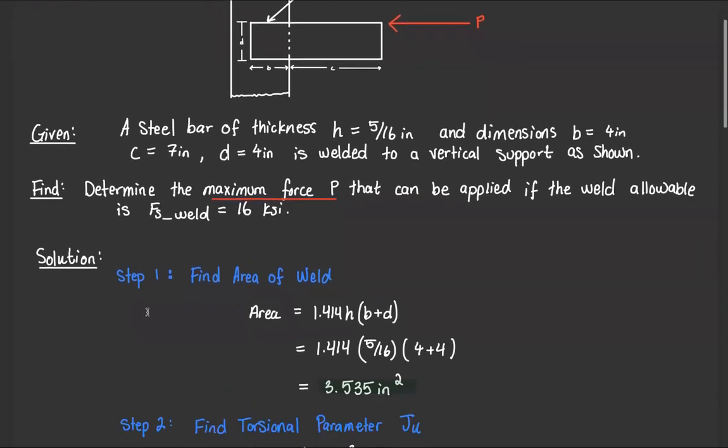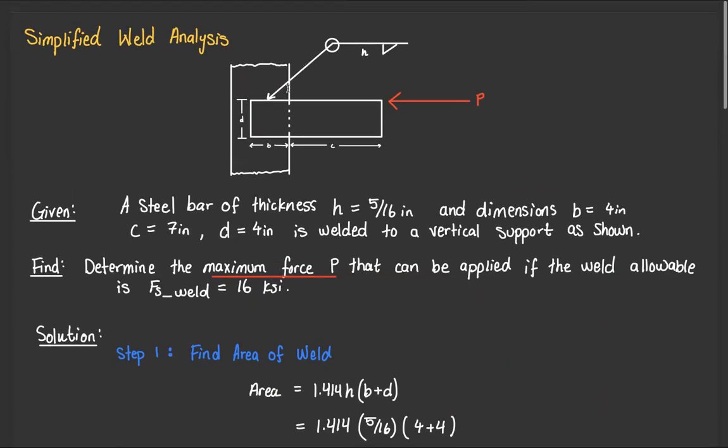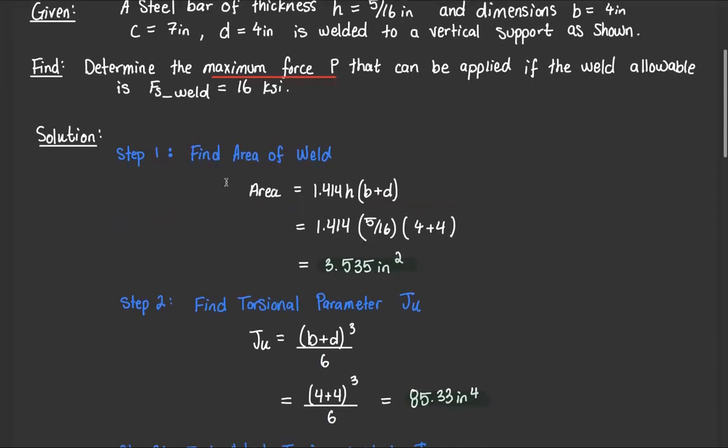So to start off, step number 1, find the area of the weld. From the callout, we see that the weld is an all-around weld, so it is also a box weld. And also it is in plane because we have this force in the x direction. Looking at our handbook, we can refer to the equation for area as being 1.414 h (b plus d). Here I went ahead and did the calculations for you guys. So we get an area of 3.535 inches squared using the box method approach for simple weld analysis.